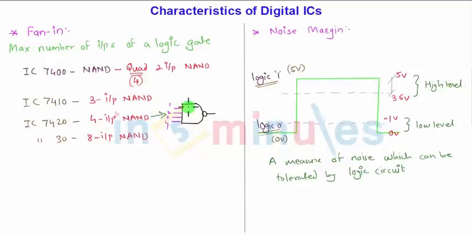Now depending upon the requirement of the user or the customer, you can select the fan in of these NAND gate ICs. For example, if according to the user you have 2 inputs only, then you can go for the 7400 IC. If you have 4 or 8 inputs, then you have to go for 7420 or 7430, that is 8 input and single output NAND.